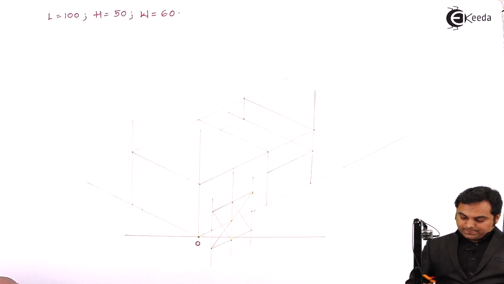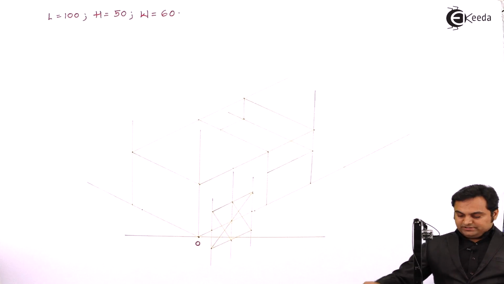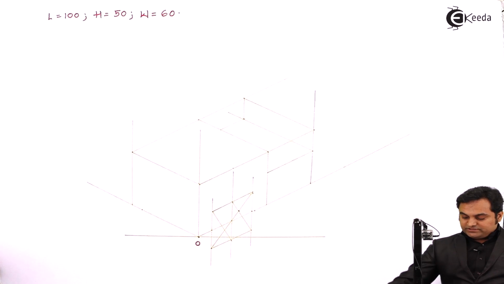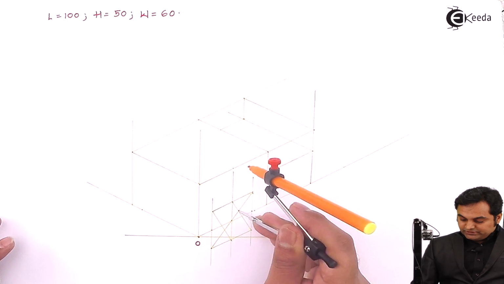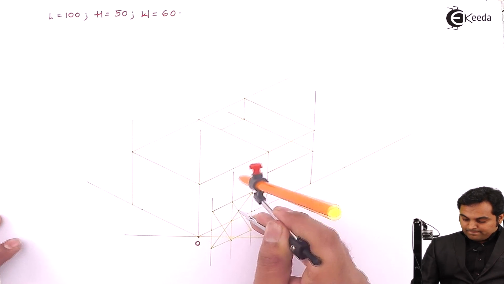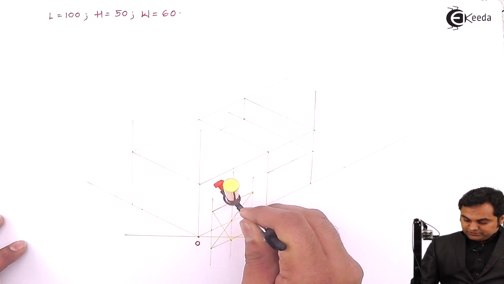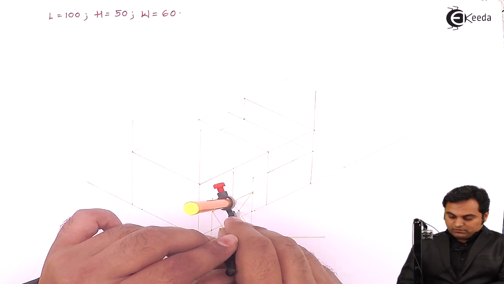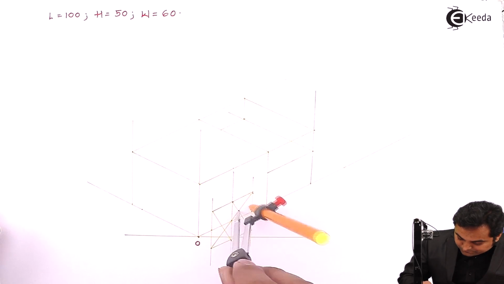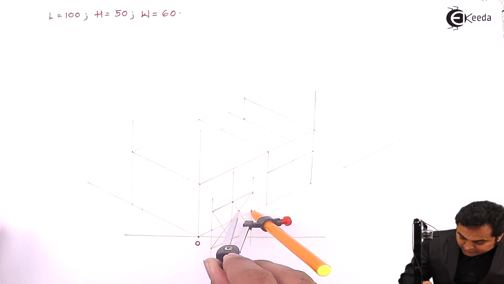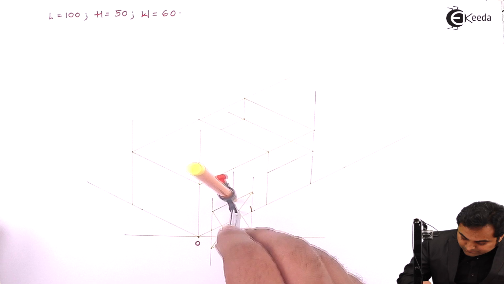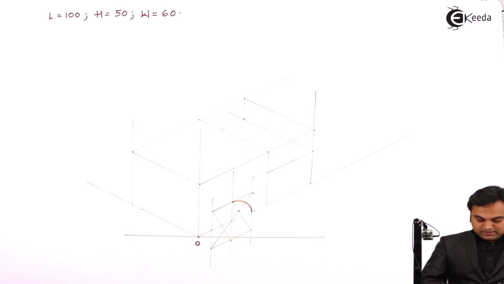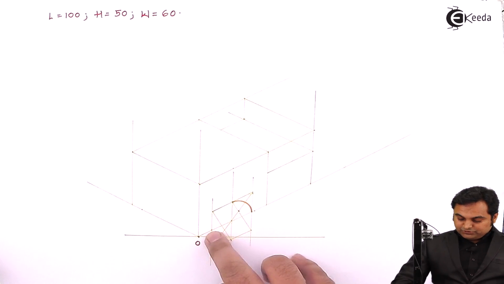For that, here I am taking the center, that is where this line is cutting the longer diagonal. This is the one center point. I am taking this point as the center, and corresponding to this radius, I am drawing an arc. Next, I want this arc to reach up to this point.